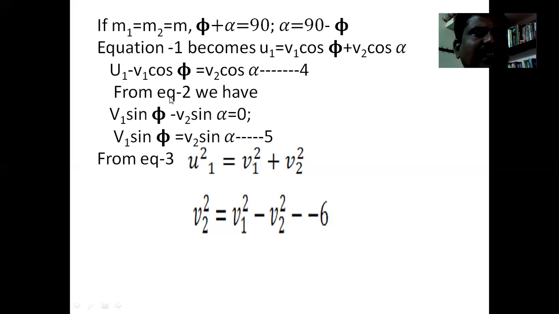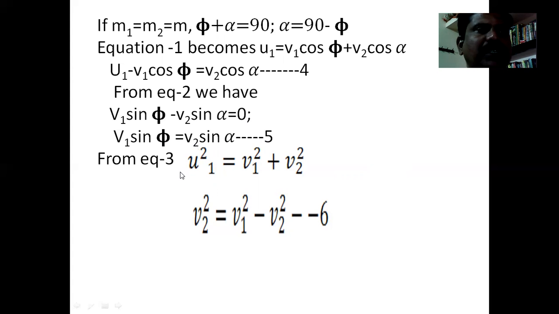And next, the second equation, that's the component of momentum along the y-axis, which becomes v1 sin phi minus v2 sin alpha equal to 0. So v1 sin phi is equal to v2 sin alpha. Okay, so let's say this one is equation number 5.